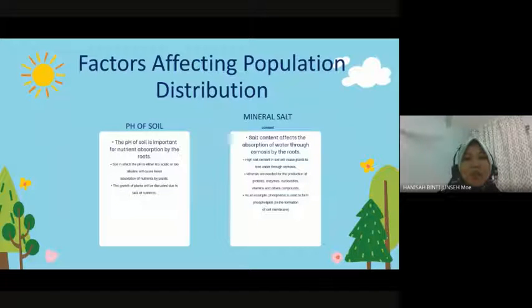All right. However, minerals are needed for the production of protein, enzyme, nucleotides, vitamin, and other compounds. For example, phosphorus is used to form phospholipids in the formation of cell membrane. So those are the five factors affecting the population distribution for plants: temperature, water, light, pH of soil, and the fifth one is the mineral salt content.